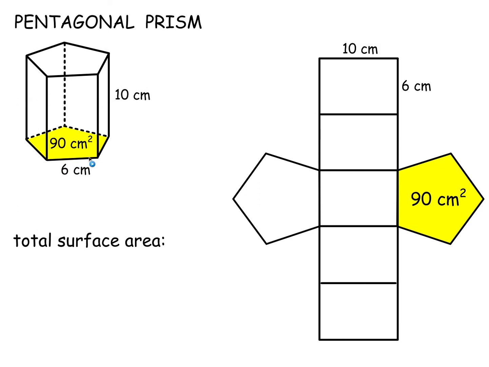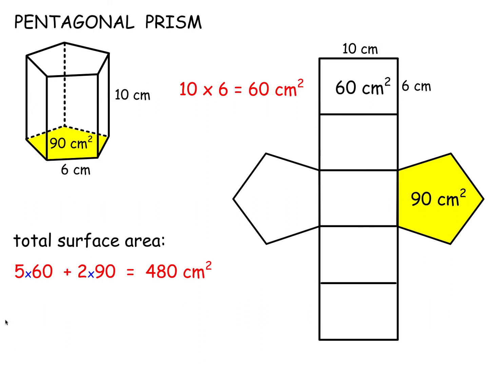This edge here is 6 and the height is 10, so each rectangle is 10 by 6. That makes the area 60 for a rectangle, and there are simply 5 of them, and 2 90s. So you get 5 rectangles area 60 and 2 pentagons area 90. The total area is 480 square centimetres. So 3D shape here, that's the net. The area of the net is the surface area of the 3D shape.